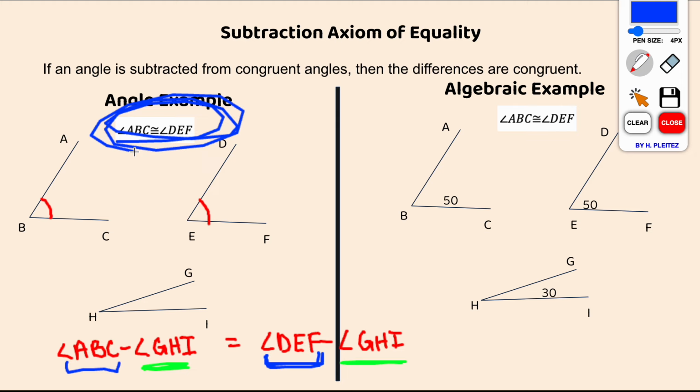Now again, numerically, it might help us see it. So here we'll say ABC is 50, DEF is 50, and then GHI is 30. So if we do angle ABC, which in this case is 50, minus GHI, which is 30, then separately that should be equal to the fact if we did angle DEF, which is also 50, minus GHI, which is 30. And it does turn out that those are the same. If you do that subtraction, you will get 20 on both sides, right?